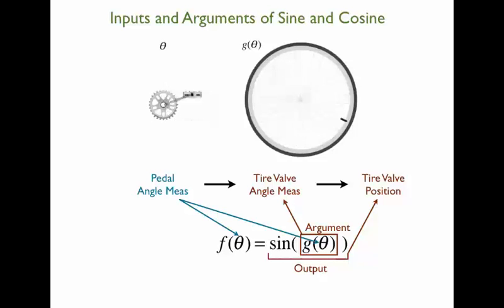So when you model with sine and cosine, this is very common. You have sine of a function of theta or cosine of a function of theta, the argument. And so we're using the bicycle as a very simple way to make sense of what's going on when you have these composite functions like this. So let's do one more example.